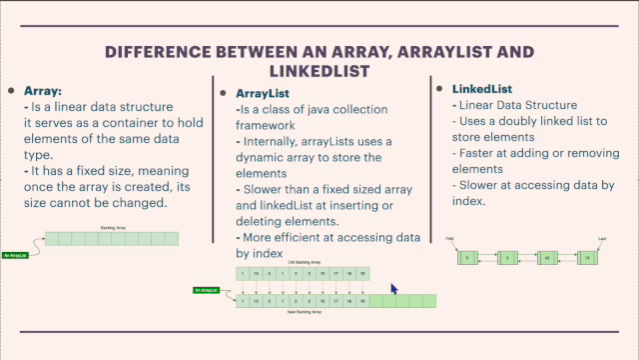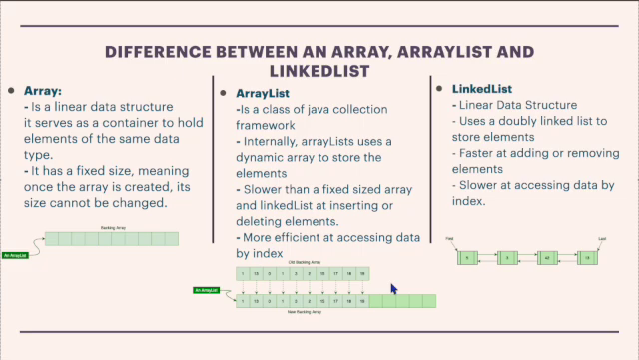So the linked list is a linear data structure that uses a doubly linked list to store and retrieve elements. Each element is known as a node, and as the name suggests, it has two pointers, one pointing to the next element and the other pointing to the previous one.